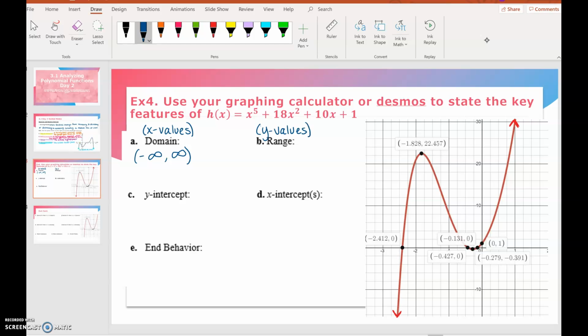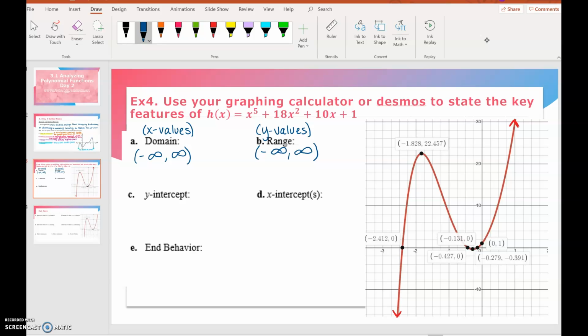So now we're going to look at the up and down line, the y-axis, and it goes on forever. For our smallest one, it goes down forever, and it goes up forever. So again, for our range, we have negative infinity to positive infinity. You will not always have negative infinity to positive infinity for your domain or your range. For this graph, we do though.